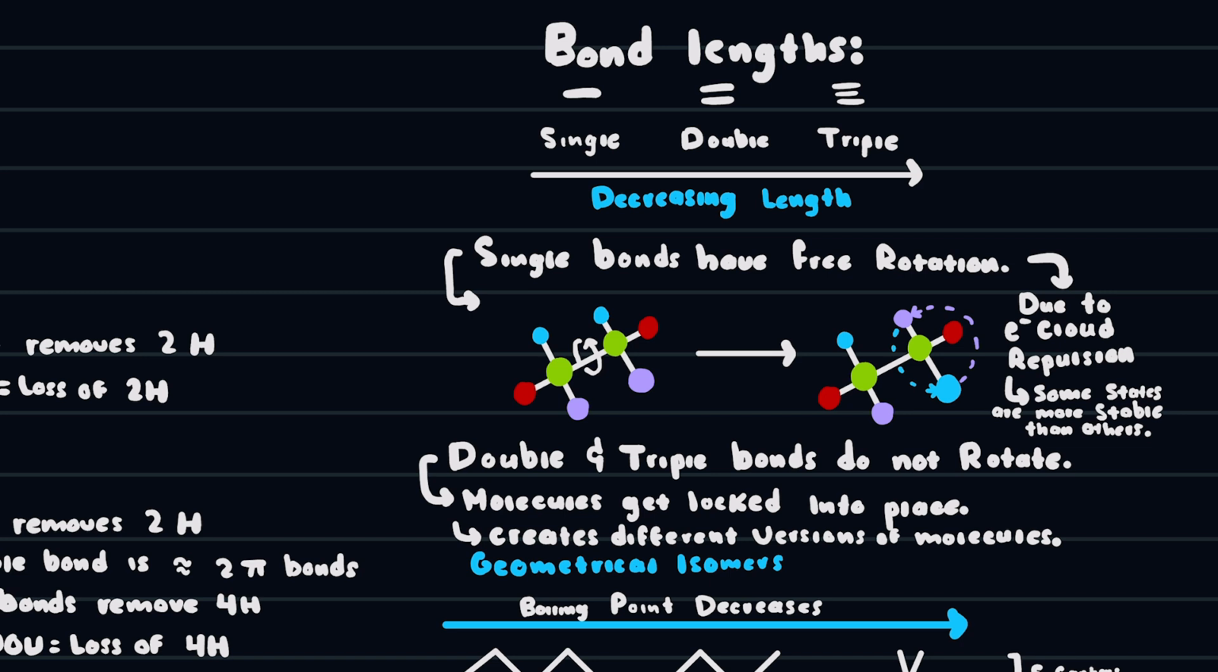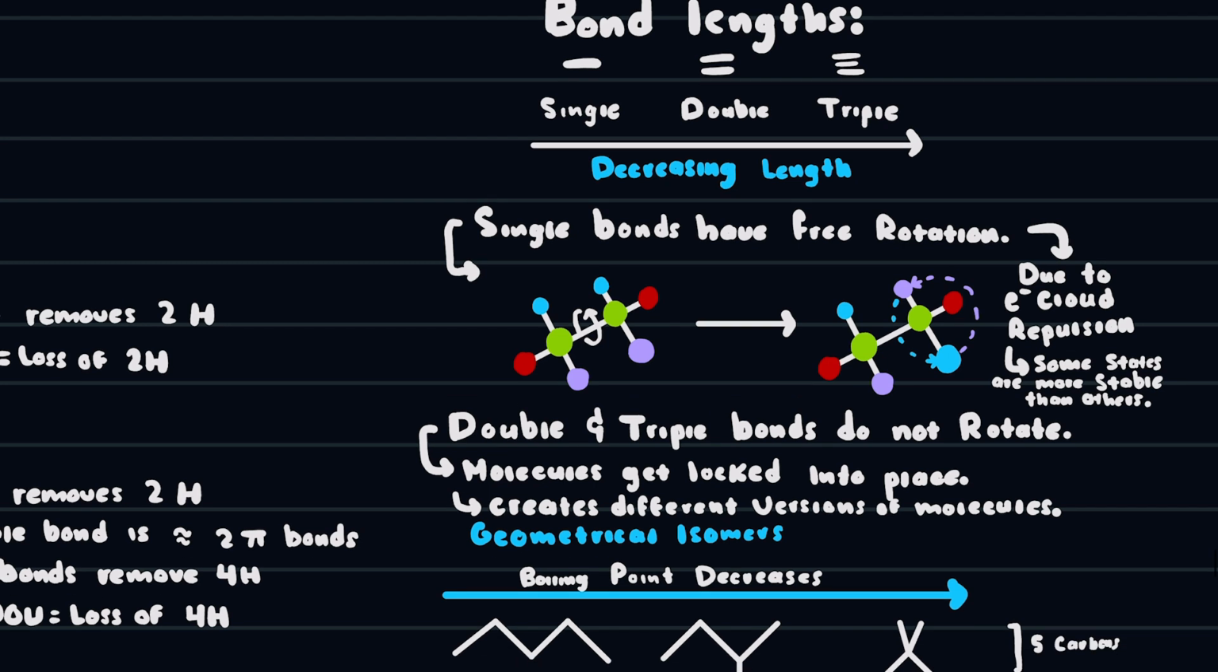Next, something very, very important is that single bonds have free rotation. This means that the single bond can rotate, and as a result, two separate groups of atoms in the same molecule can be rotating relative to one another.